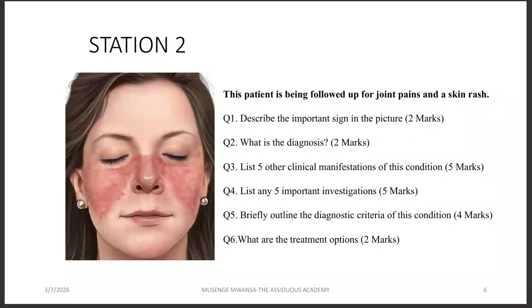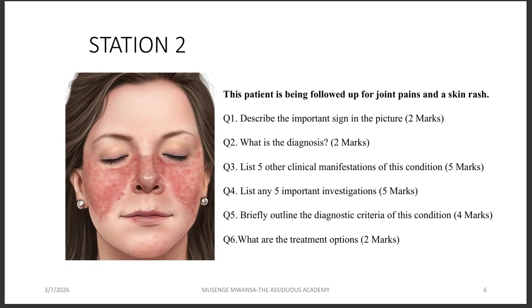Okay, station 2 is this one. The patient is being followed up for joint pain and a skin rash. Describe the important sign in the picture. What's the sign here? Malar rash. Good. Okay. What is the diagnosis? SLE, systemic lupus erythematosus. Okay, excellent. Systemic lupus erythematosus. So never write abbreviations. List five other clinical manifestations of this condition.